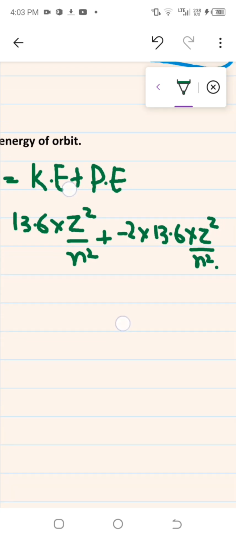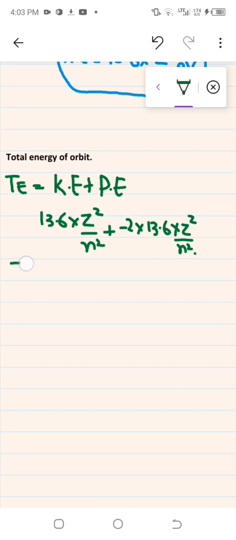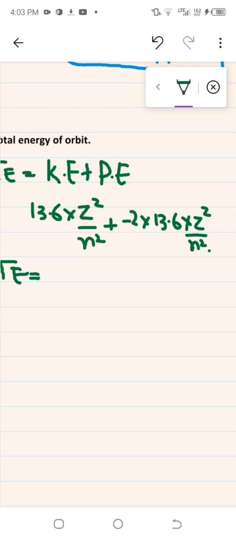Fine, so total energy will be what? Sum of kinetic energy and potential energy. This will be minus 13.6 Z square by N square. So after that it is clear to you guys.